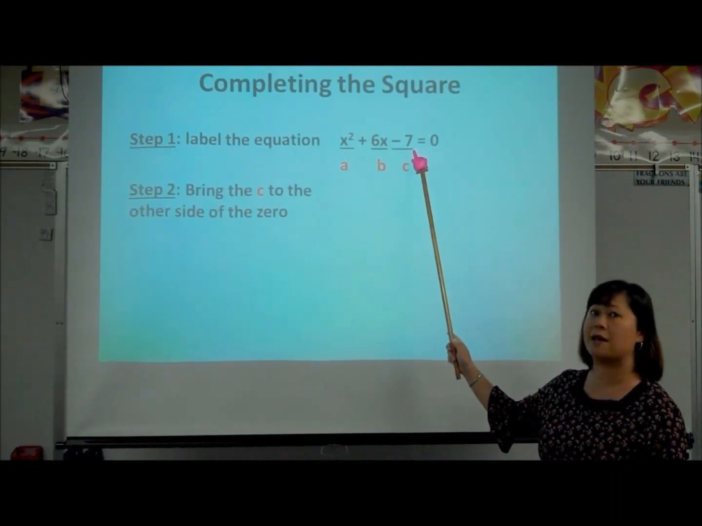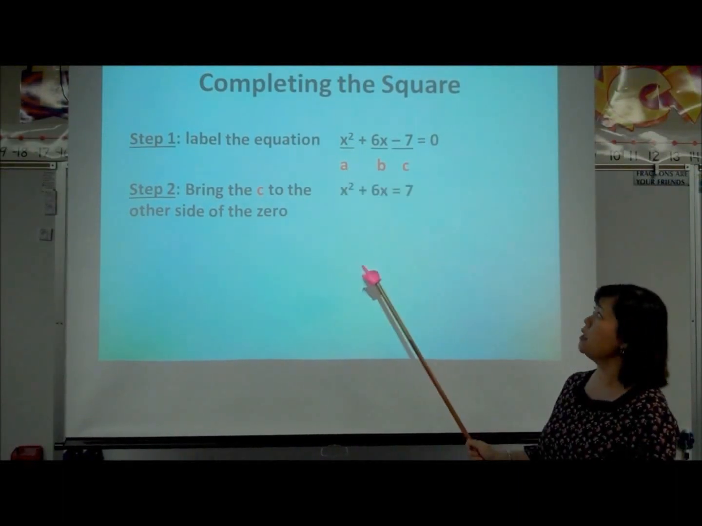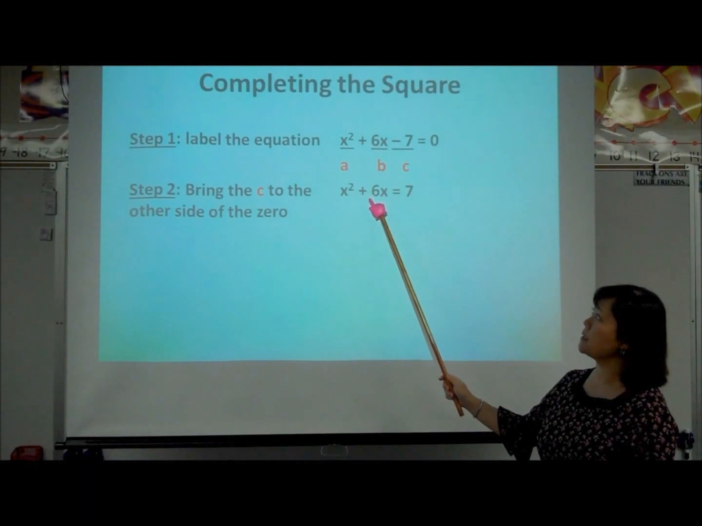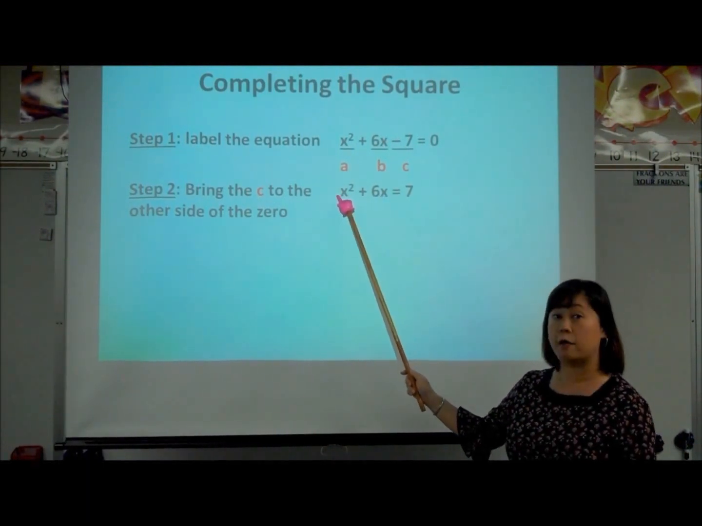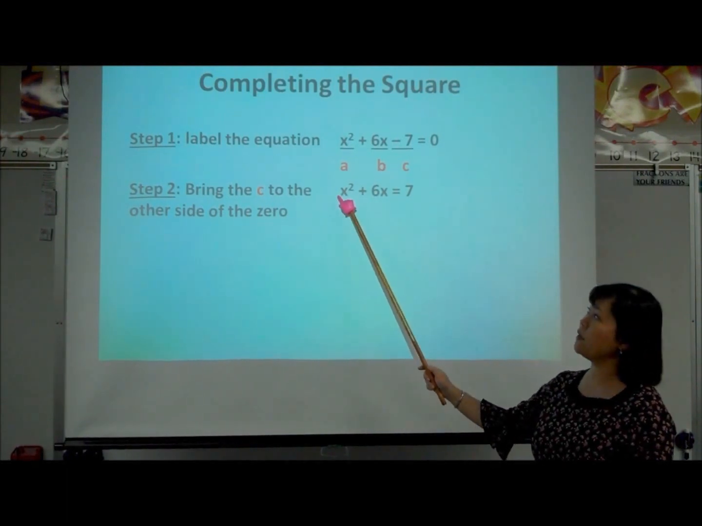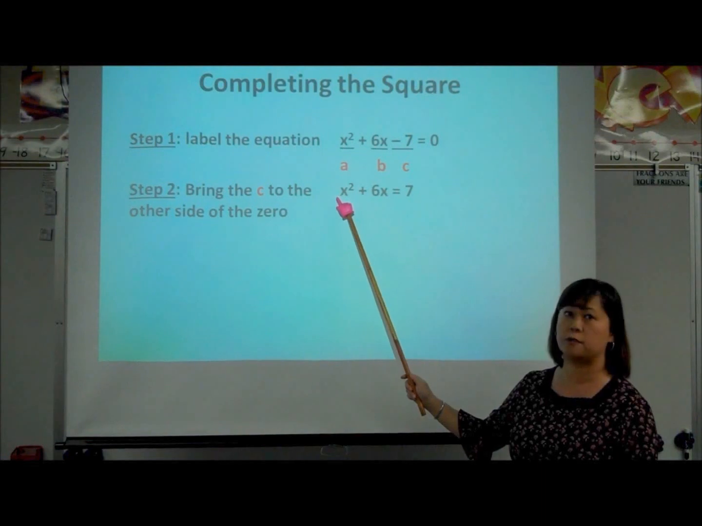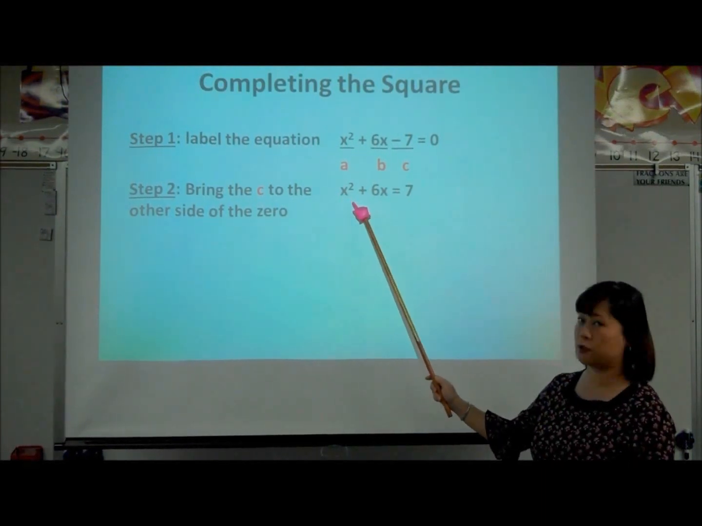So in our case, minus 7 is going to be brought to the other side by adding it, since it's negative 7. So then I have x squared plus 6x equals 7. Now, if you have a coefficient in front of x squared in completing the square, you're actually going to have to divide everything by that coefficient, because you always have to have a coefficient of 1 when you do completing the square.